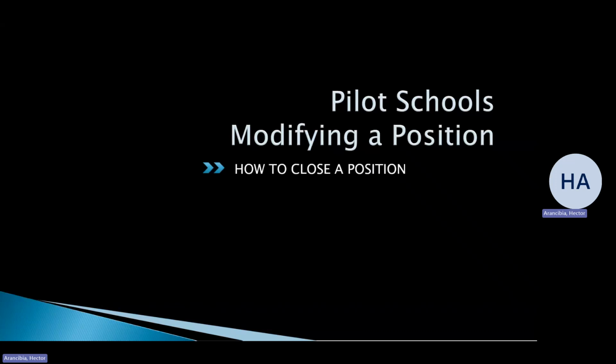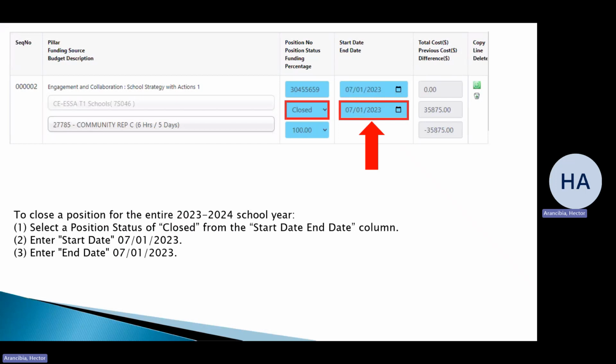And now we'll cover how to close a position. So to close the position for the entire 23-24 school year, we're going to select the status of closed. And then we're going to enter our start date as 7/1 and our end date is the same thing, 7/1/23.